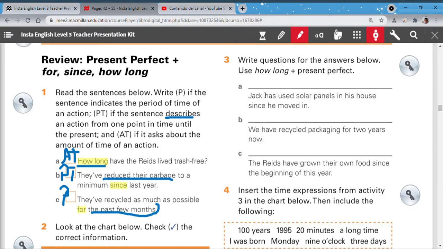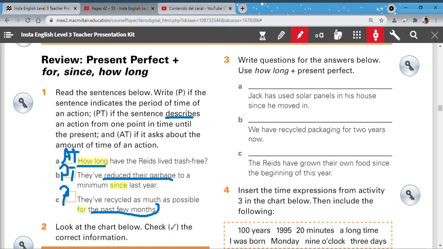For example, here it says, write questions for the answers below. Use how long plus present perfect. Jack has used solar panels in his house since he moved in.